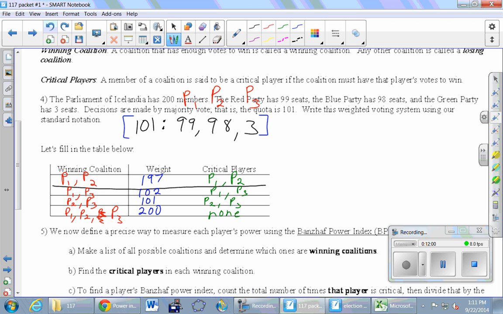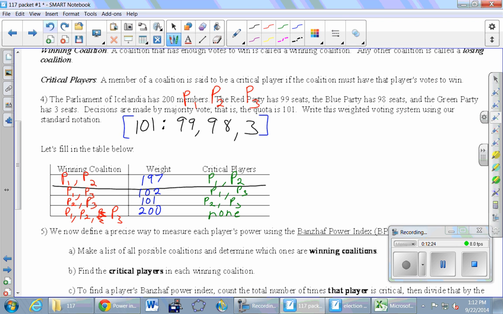Okay, now let's count how many times each player was critical. How many times was P1 critical? Twice, right? How about P2? Twice. And P3? Twice. So in terms of power, what do you think about the relationship of power between these three people? Sure seems equal, right? Each of them was really important, critical, twice.